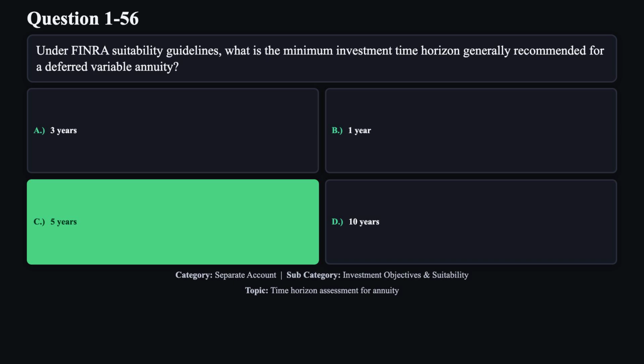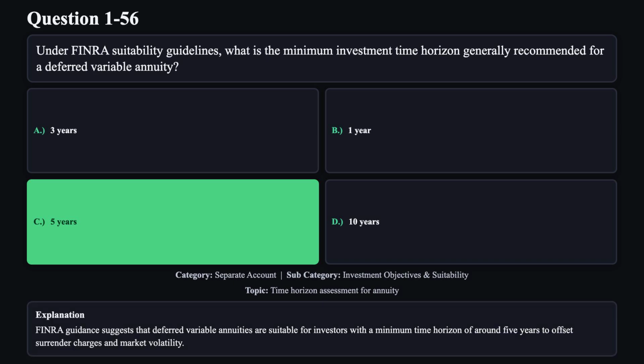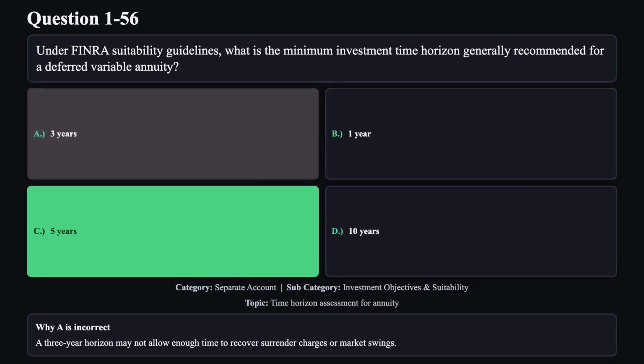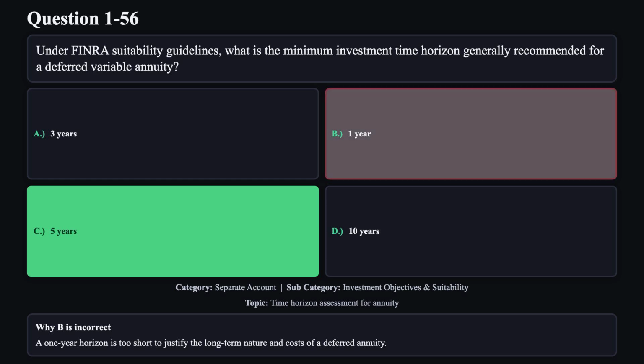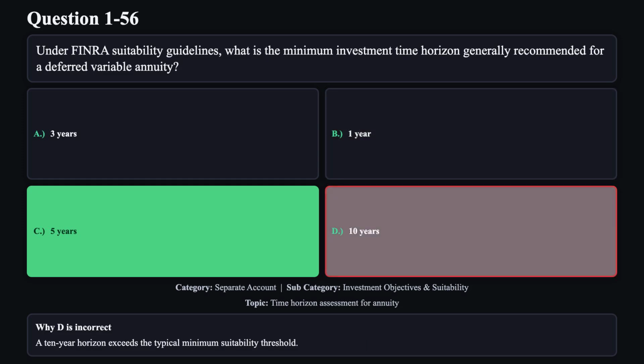The correct answer is C. FINRA guidance suggests that deferred variable annuities are suitable for investors with a minimum time horizon of around 5 years to offset surrender charges and market volatility. Reason A is not correct. A 3-year horizon may not allow enough time to recover surrender charges or market swings. Reason B is not correct. A 1-year horizon is too short to justify the long-term nature and costs of a deferred annuity. Reason D is not correct. A 10-year horizon exceeds the typical minimum suitability threshold.